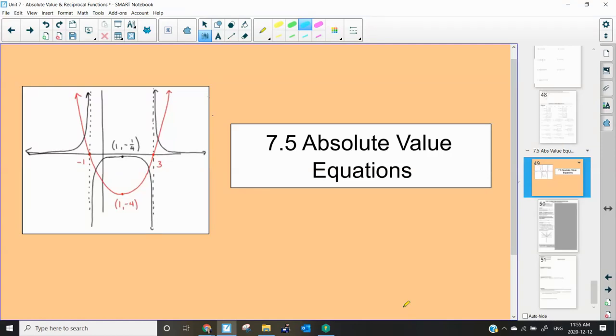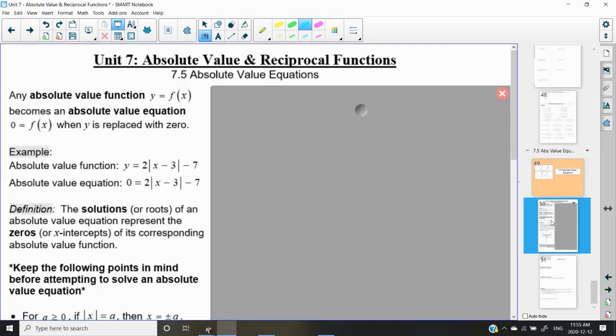And welcome back, guys. Today we're going to be taking a look at topic 7.5, which is on absolute value equations. Now, this is the last topic in this unit, so we're going to be using a lot of pieces that we learned previously in this unit as well. So today we're looking at solving absolute value equations.